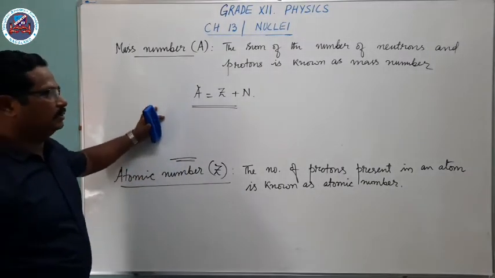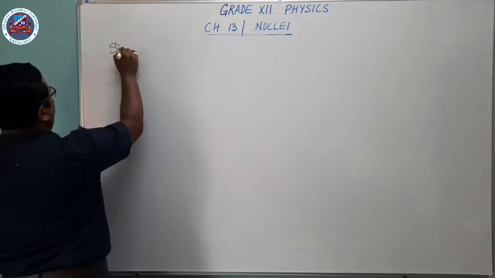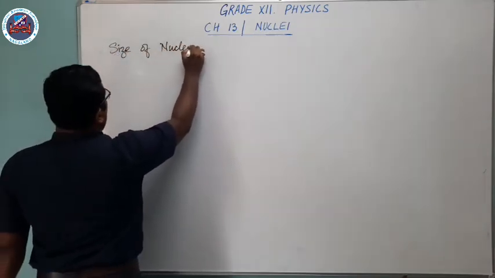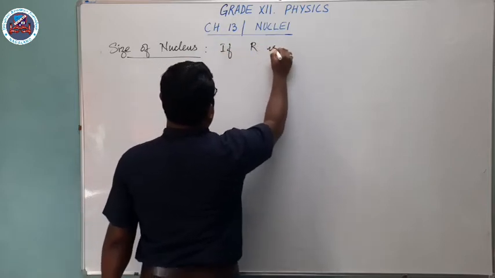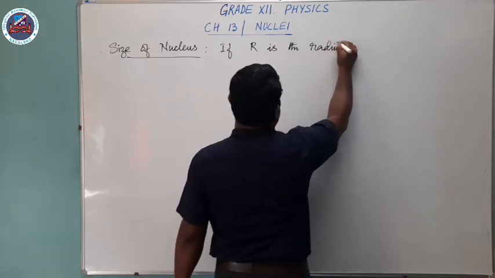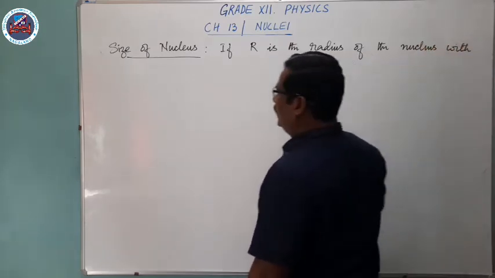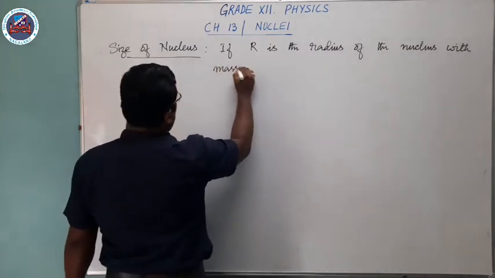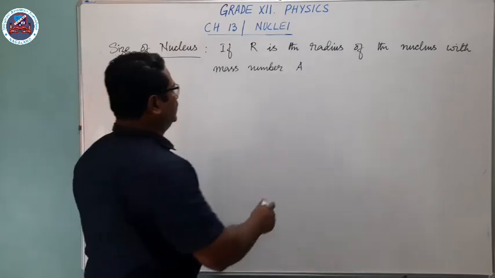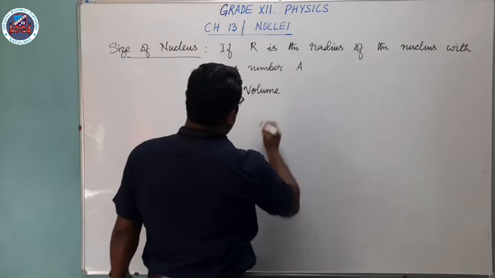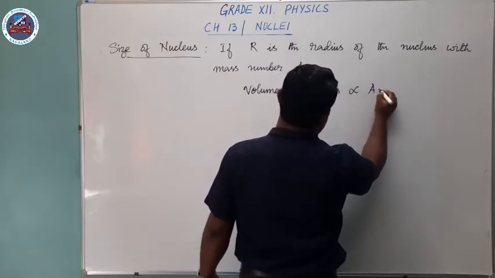The next thing that we'll discuss is about the size of the nucleus. Let us see the size of nucleus. If R is the radius of the nucleus with mass number A, it has been found out by Rutherford in the Rutherford's alpha-ray scattering experiment that the volume of the nucleus is directly proportional to the mass of the atom.